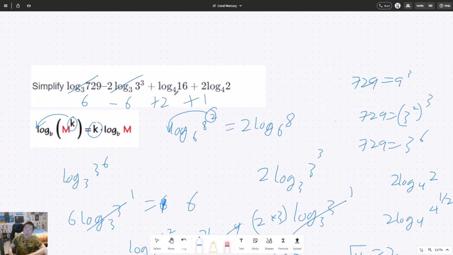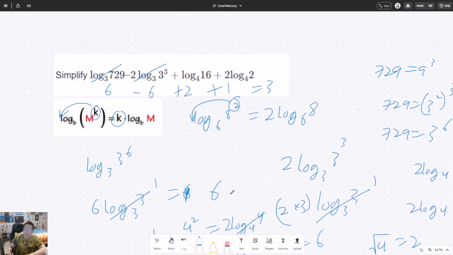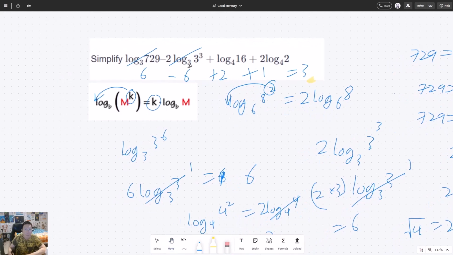So we have 6 minus 6 plus 2 plus 1. That's equal to 3. So we have 3 as our main answer here. And yeah, so that's how it goes. So log base 3 of 729 minus 2 log base 3 of 3 cubed plus log base 4 of 16 plus 2 log base 4 of 2 is equal to basically 3. So that's how you would use the power rule in logarithms.